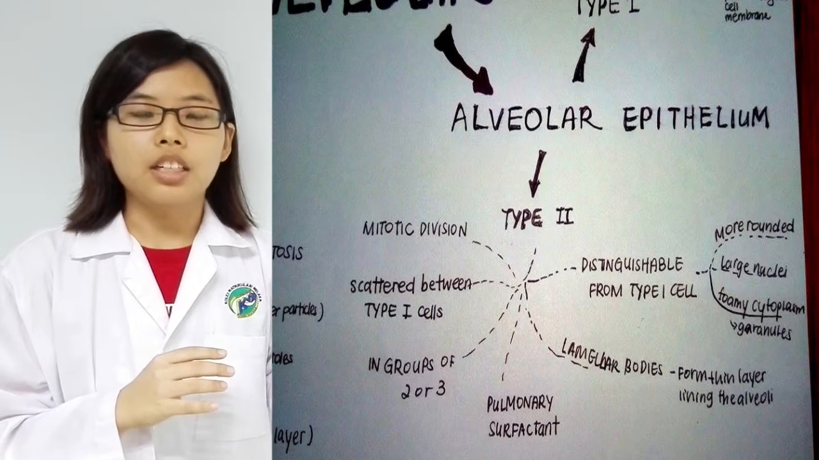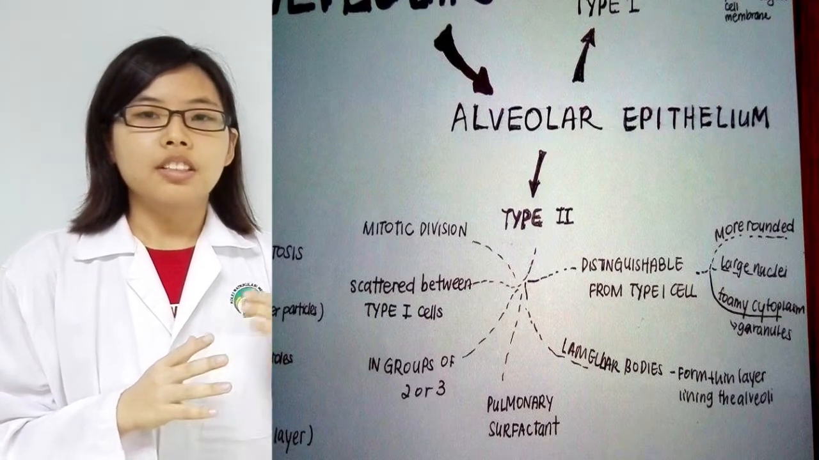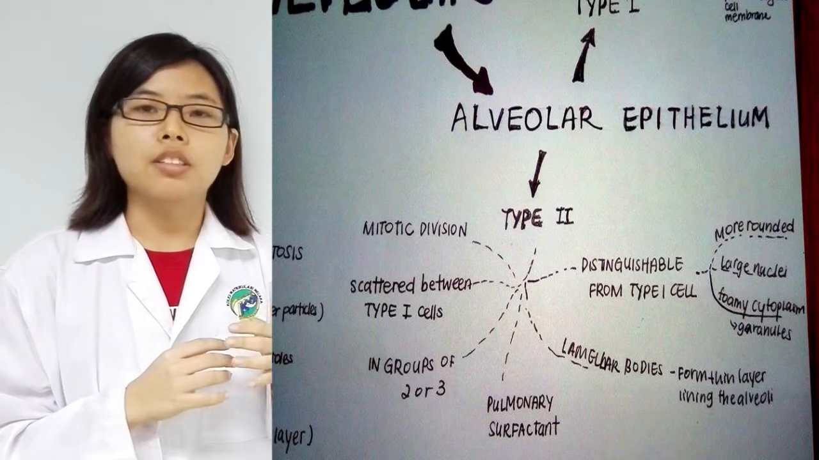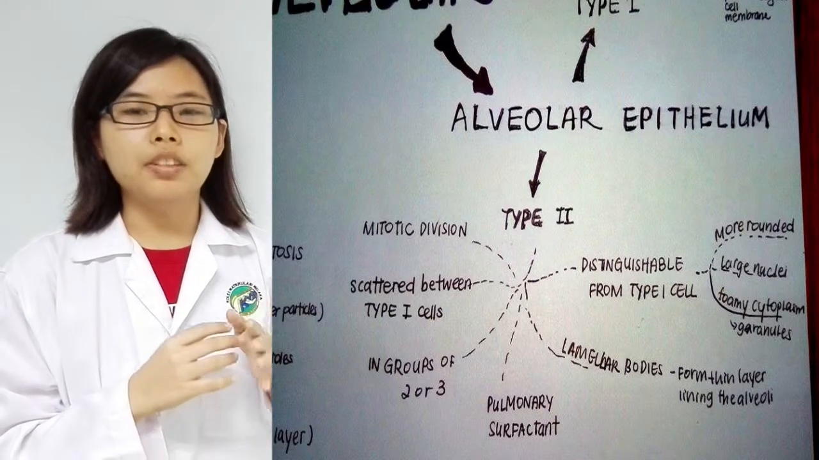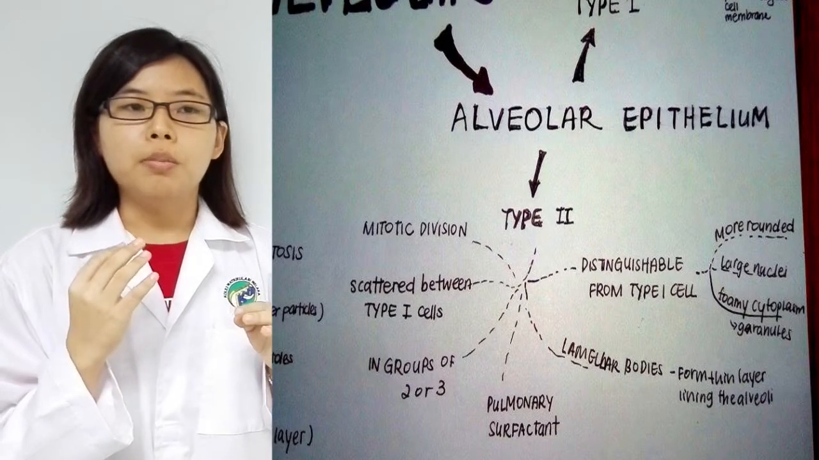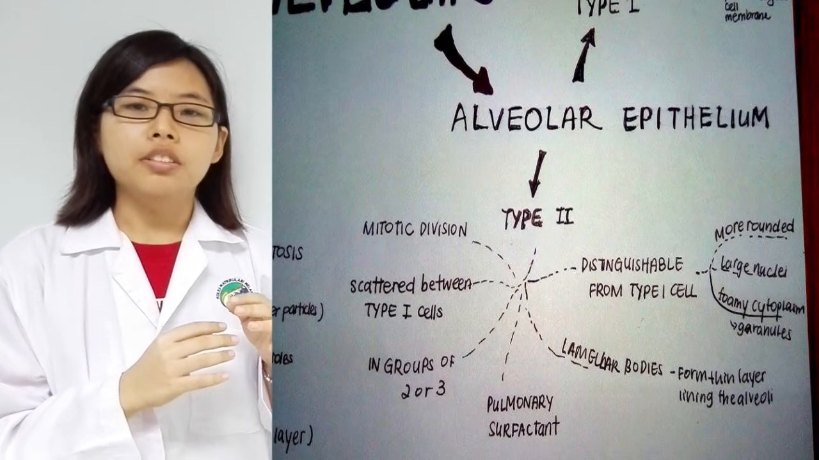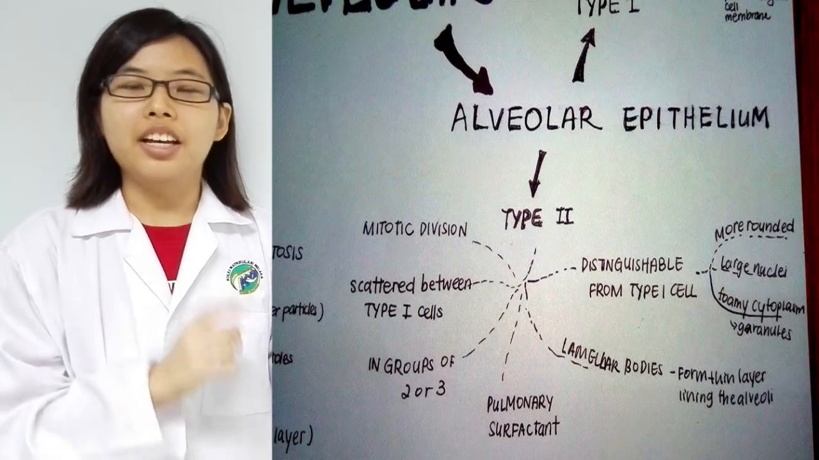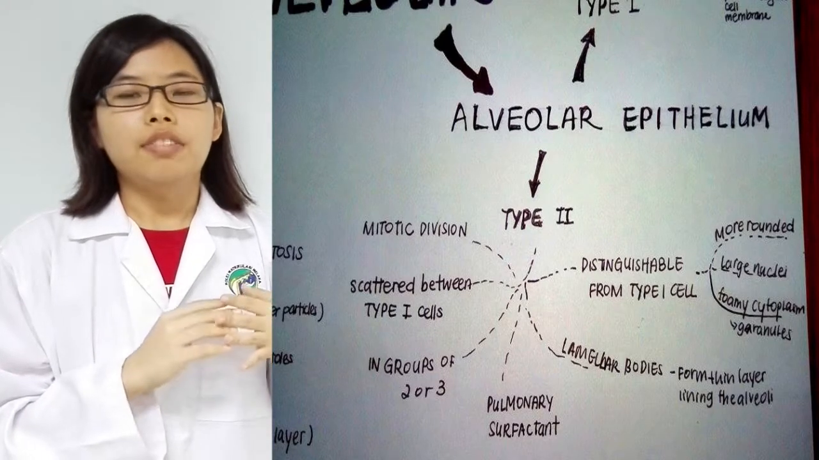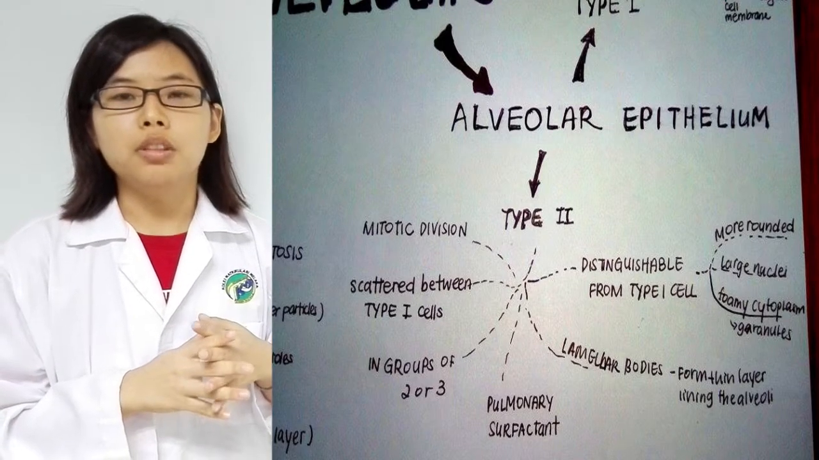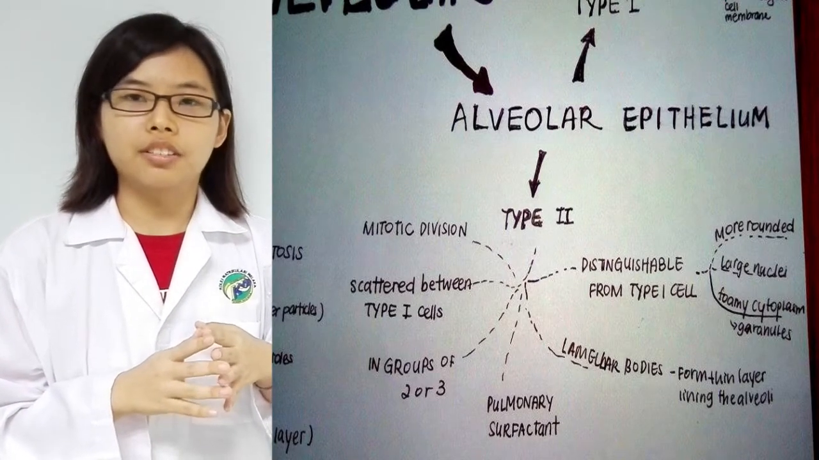Next, the type 2 cell. They are distinguishable from the type 1 cell by their larger nuclei and more rounded shape, and also their foamy appearance due to the presence of granules. Their lamellar bodies discharge their contents over the alveolar surface to form a thin layer which contains the pulmonary surfactant that reduces the surface tension and also prevents the alveolus from collapsing. Finally, the type 2 cell also carries out mitotic division to replace its own population and the type 1 cells.